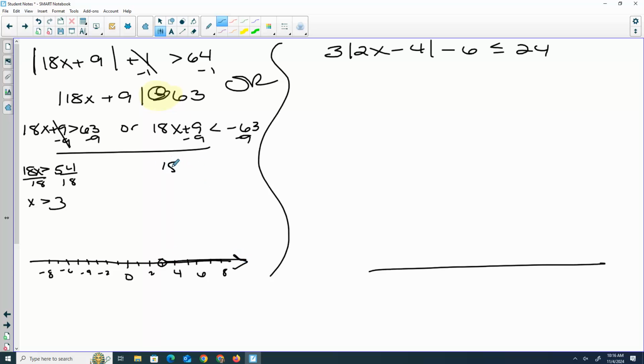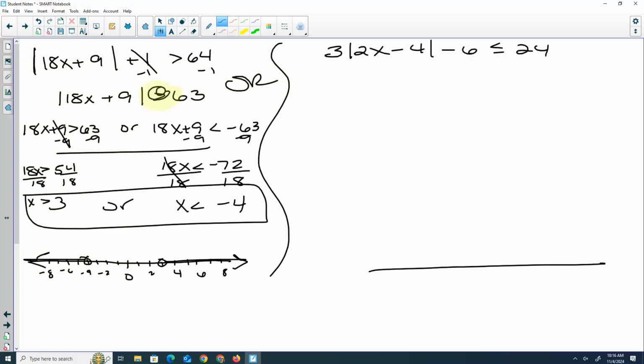The other one, 18x is less than negative 63 minus 9. It's negative 72. Divide by 18, you get x is less than what? Negative 4. So open circle at negative 4 and going to the left. So x is greater than 3 or x is less than negative 4. Did you guys get that?